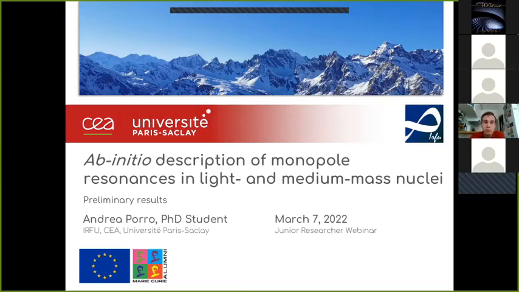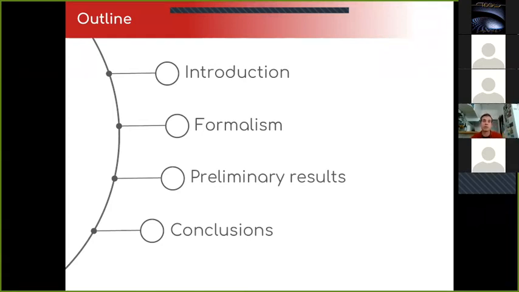I'd like to tell you a bit more about the ab-initio description of monopole resonances in light and medium mass nuclei. This is the outline of my talk. After a short introduction, motivating and describing the aim and the reasons of this work, I will briefly go through the two kinds of formalisms which I've been using in order to produce some preliminary results, quite new actually, and eventually I will go through some conclusions and perspective for the near future.